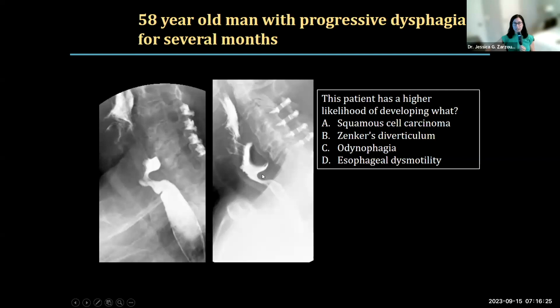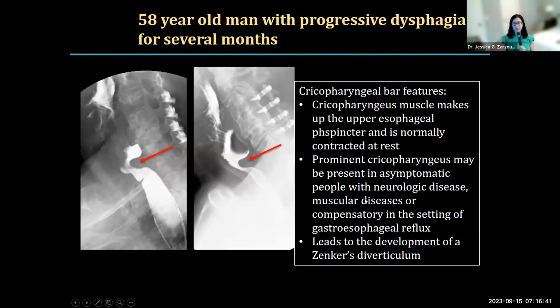So this patient has a higher likelihood of developing what? This patient has a higher likelihood of developing a Zenker's diverticulum, again, a pulsion type diverticulum that forms due to this chronic inability of the upper esophageal sphincter to fully relax. The cricopharyngeal muscle, again, makes up the upper esophageal sphincter, is normally contracted at rest, but should relax with swallowing. This will lead to development of a Zenker's diverticulum.